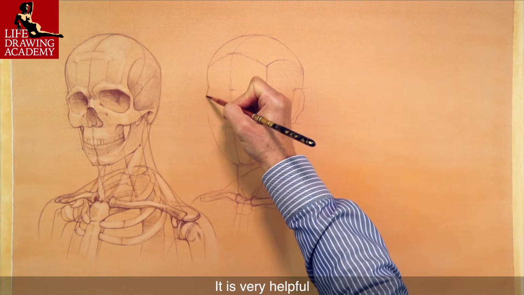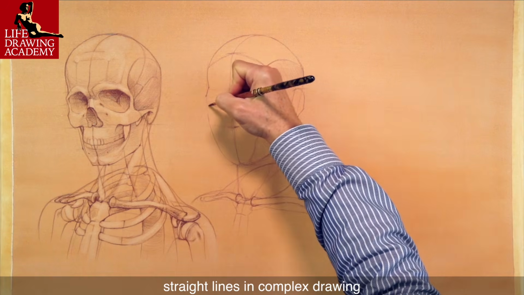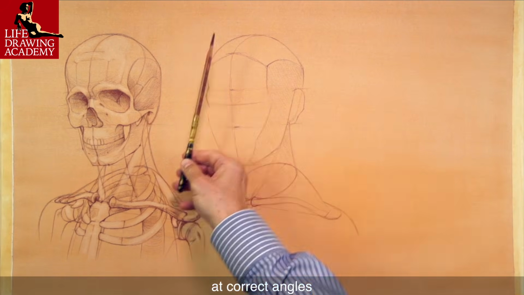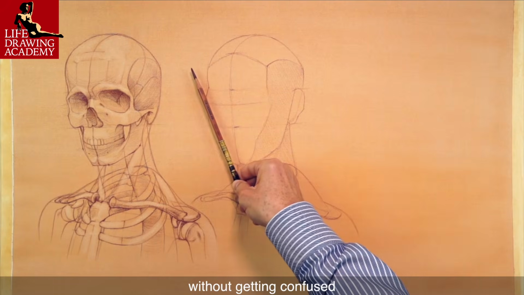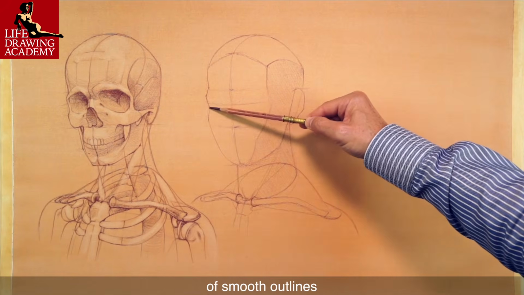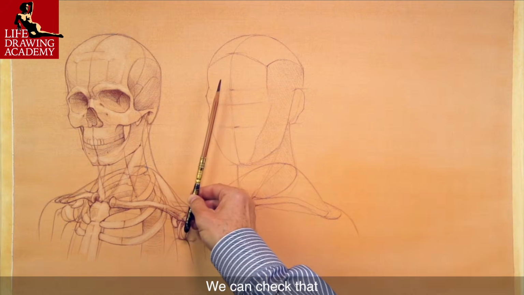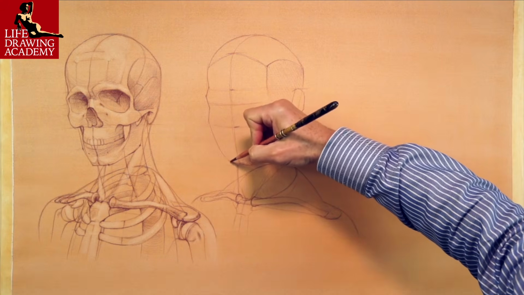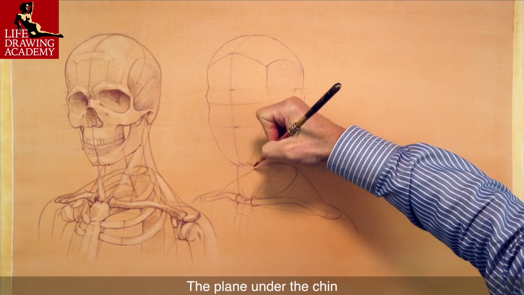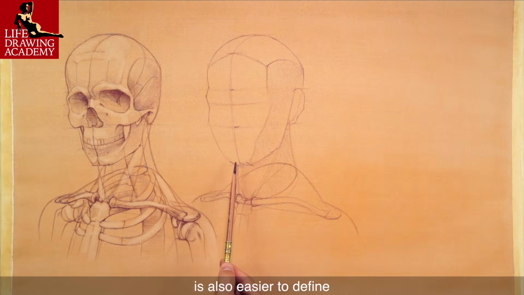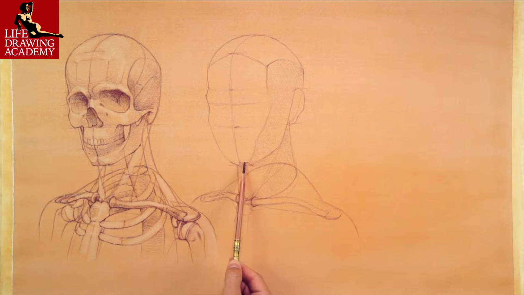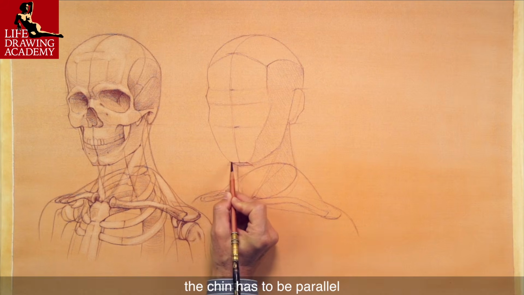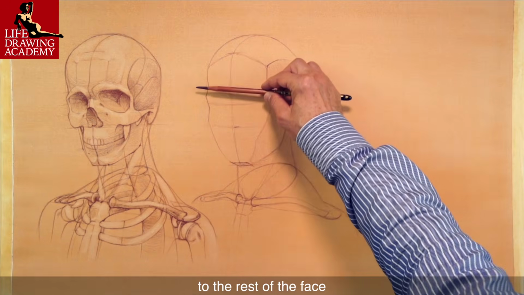It is very helpful when you can see and use straight lines in complex drawing. It is easier to draw straight strokes at correct angles without getting confused with the varying curvature of smooth outlines. We can check that the contours of the cheeks are symmetrical and parallel. The plane under the chin is also easier to define with straight strokes. Needless to say, the chin has to be parallel to the rest of the face.